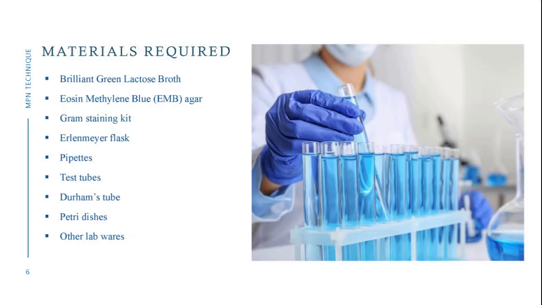These are the materials used to check the water sample in the MPN test. For the presumptive test: test tubes, Durham's tubes, pipettes, BGLB broth, that is brilliant green lactose bile broth, or MacConkey broth. For the confirmatory test: eosin methylene blue agar and petri dishes. For the completed test: gram staining kit and other labwares.